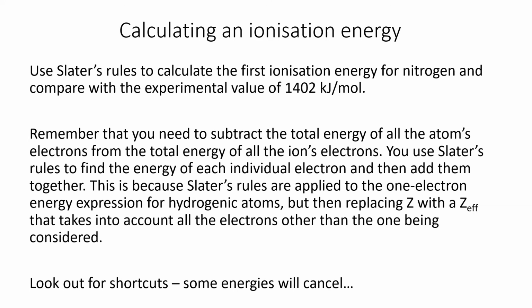So, quite a laborious process, taking all the electrons into account. But when you think about it, you'll realise that actually there are some shortcuts. There are some energies that should cancel out. So you might like to give a bit of thought: in the case of the nitrogen atom, which electrons' energies would cancel out in that calculation?